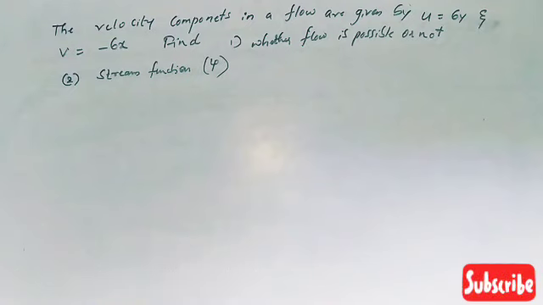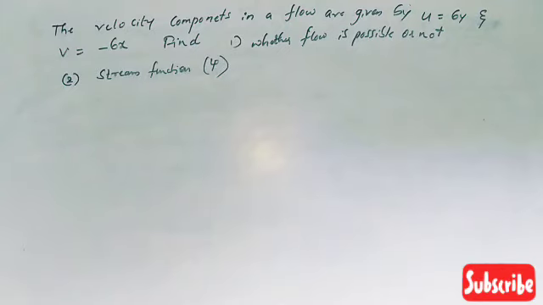So in the previous video we have discussed stream function and its properties and related equations. Along with that we have also discussed streamline and equipotential line, flow net, and the relation between the velocity potential and stream function. Now today in this video we are going to solve some of the numericals which have appeared in the university examination on both velocity potential function as well as stream function.